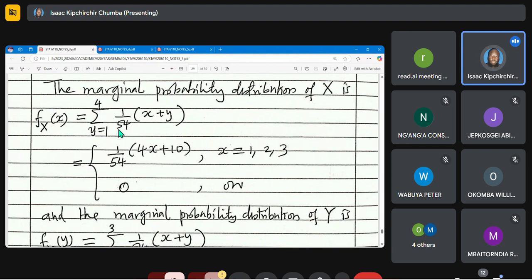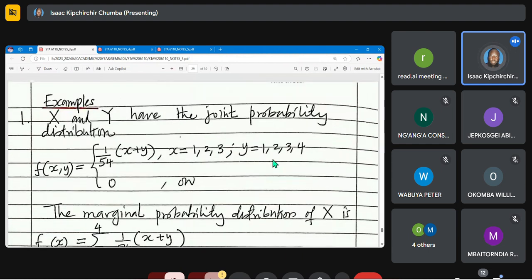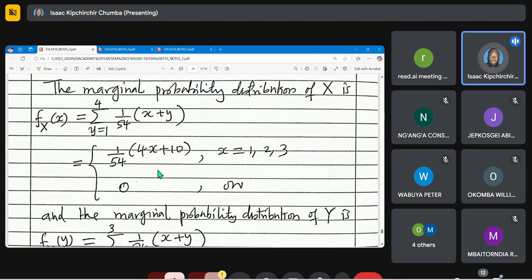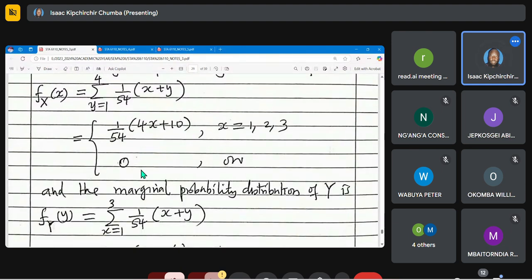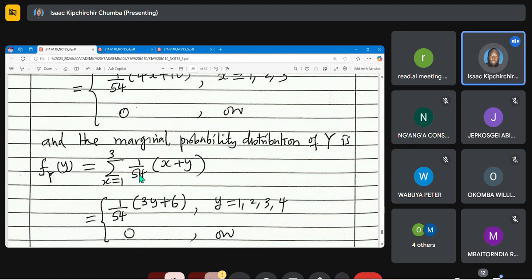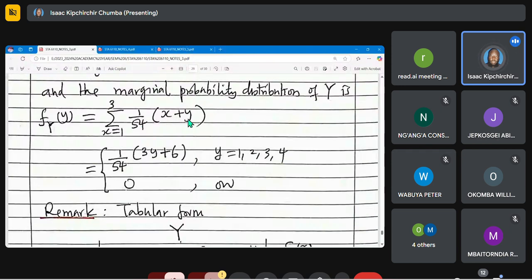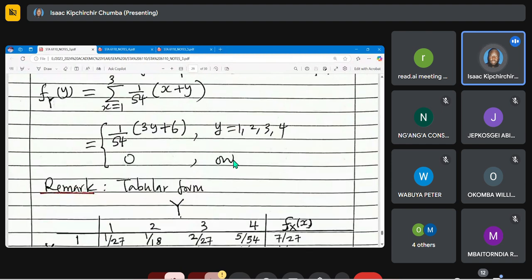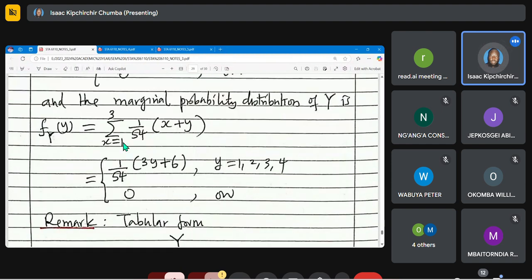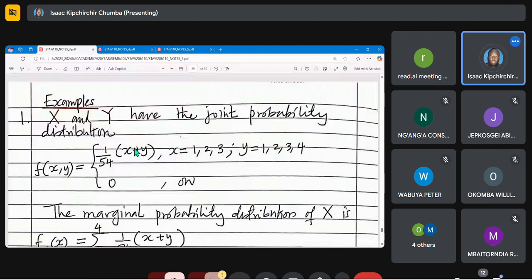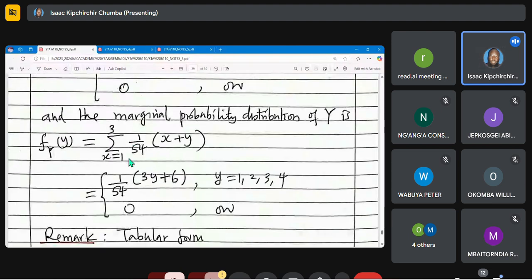And then of course, x takes values 1 to 3. So if you were to sum this function over x, you'll get 1. And for the marginal of y, you sum over x. So when you sum over x, you'll have y plus 1 plus y plus 2 plus y plus 3. So you get 3y plus 6. And then the support of y is 1, 2, 3, 4. So you have the marginal. So we have the joint for x and y, this is the marginal of x, and this is the marginal of y.